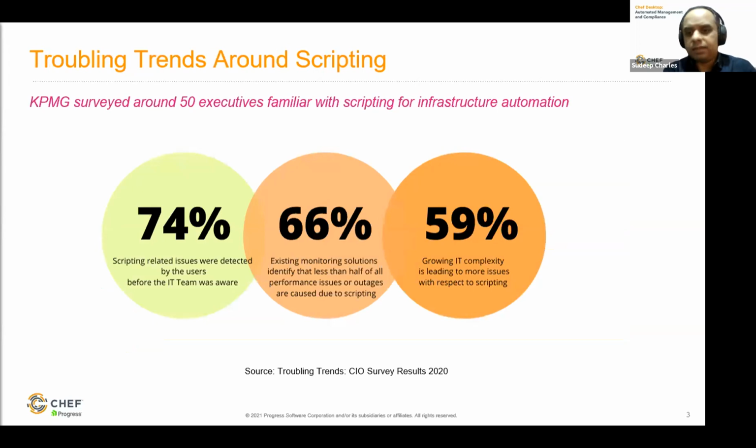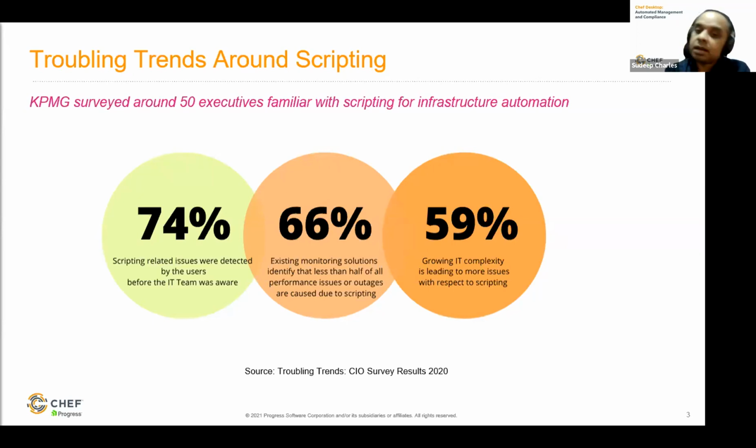KPMG actually conducted a survey of around 50 executives who were familiar with using scripting for infrastructure automation. While you can see the results, I'll try and summarize them. 74% of respondents said that end users were detecting issues even before IT teams were, and these issues were because of faulty scripts that weren't behaving the way they should have. 66% said existing monitoring solutions were simply unable to efficiently detect these anomalies due to bad scripts.